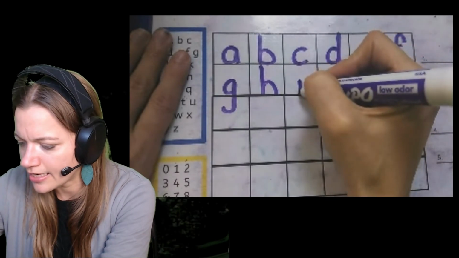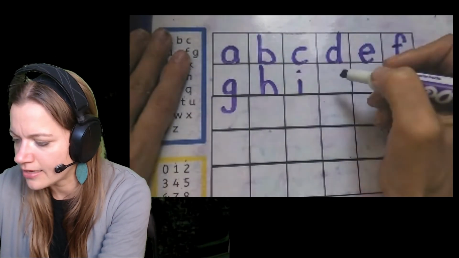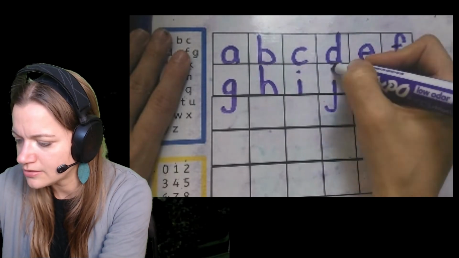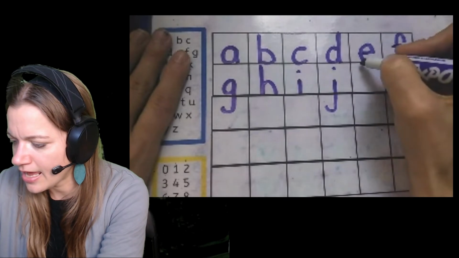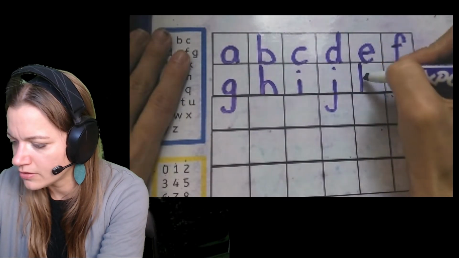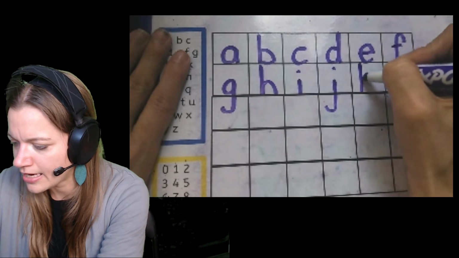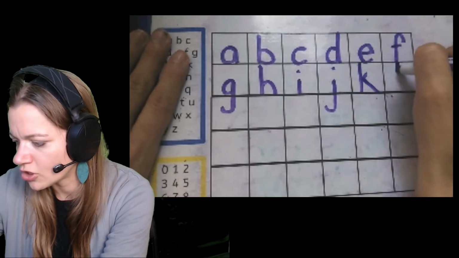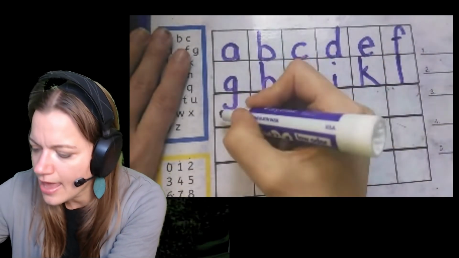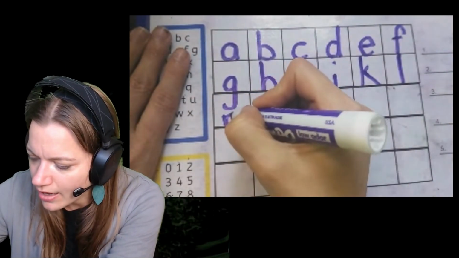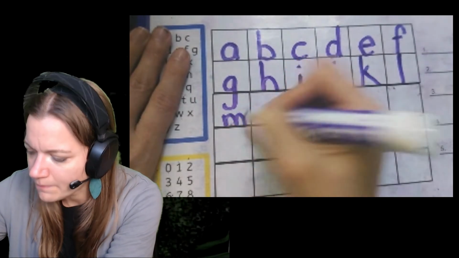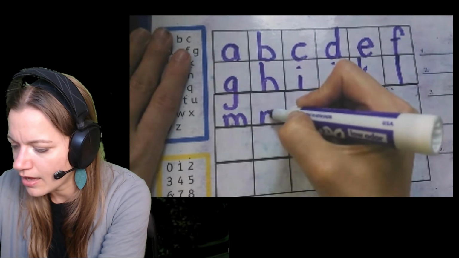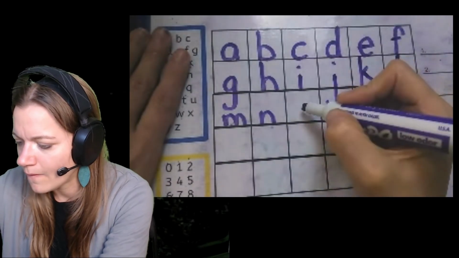I, short line down, dot in the sky. J, long line down, hook, dot in the sky. K, tall line down, go to the middle, up the little slide, down the long slide. L, tall line down. M, short line down, up and rainbow, up and rainbow. N, short line down, up and rainbow.